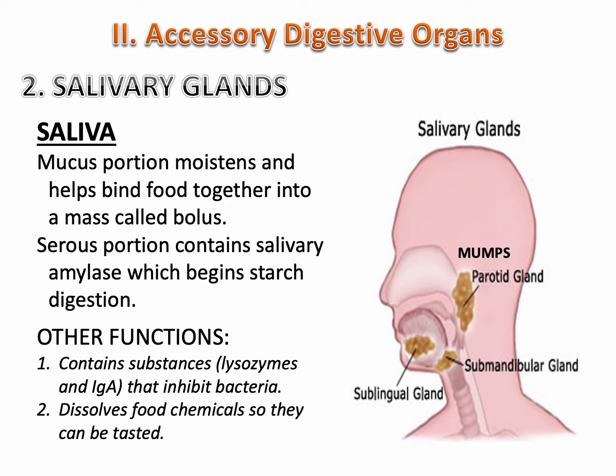The other 2 are the submandibular and the sublingual glands. They are small glands and they empty their secretions into the floor of the mouth through the tiny ducts.